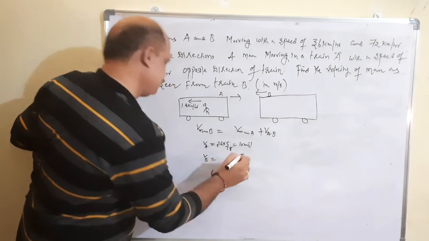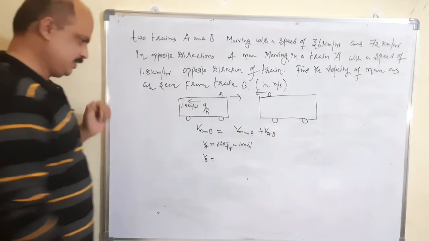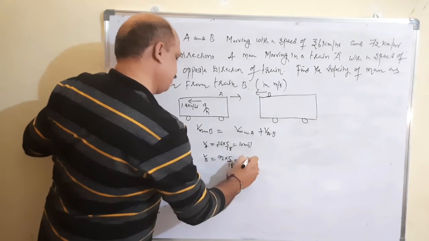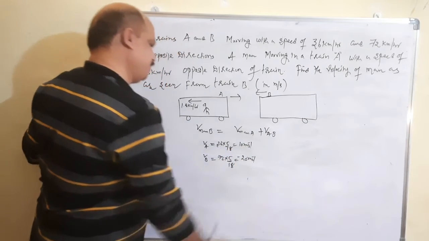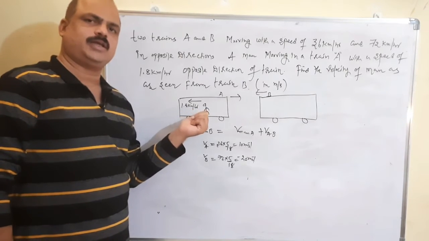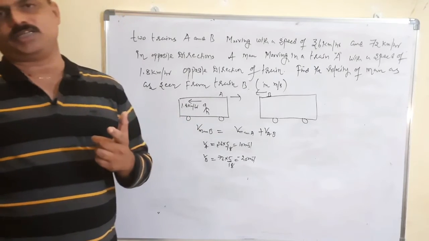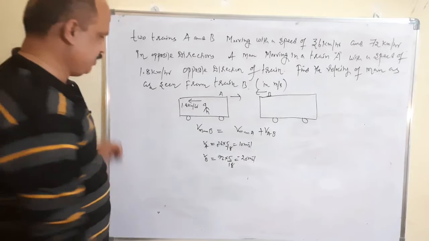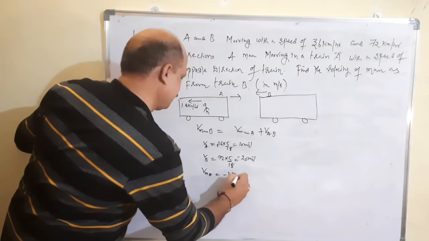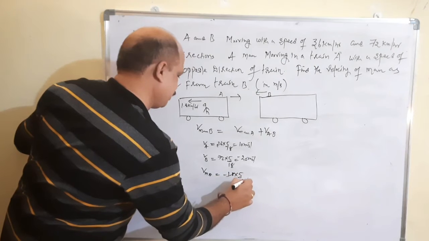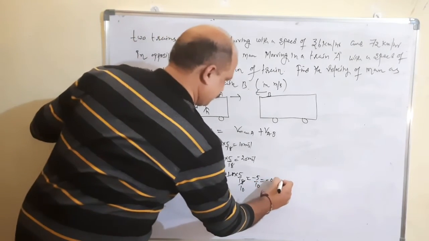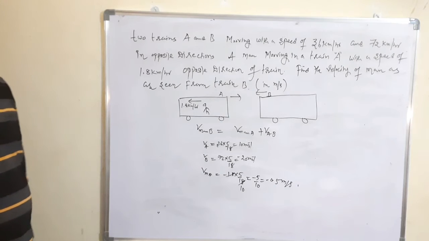Velocity of B: this train is moving along this direction towards negative x-axis with what speed? 72 km per hour. 72 into 5 by 18 is equal to 20 meter per second. This is negative. And also, the man in train A is moving opposite to the direction of train A. That means velocity of man with respect to A is along this direction, minus 1.8 into 5 by 18. So 1.8 becomes 10, minus 5 by 10, that is equal to minus 0.5 meter per second. Substitute these values in this equation.